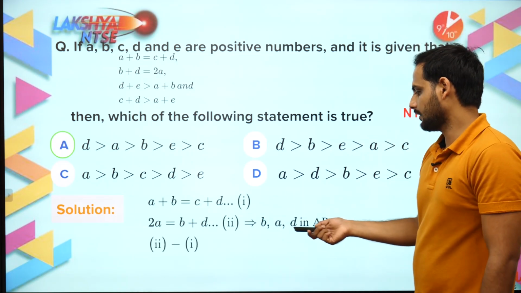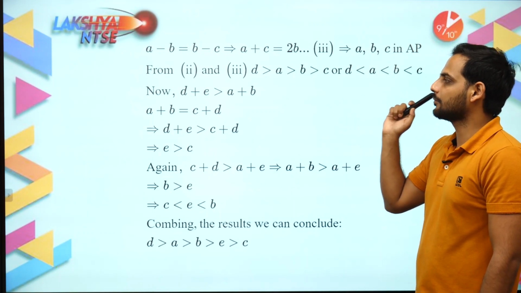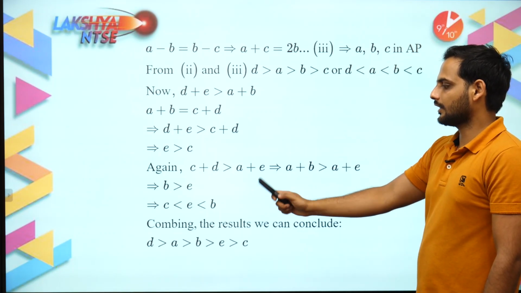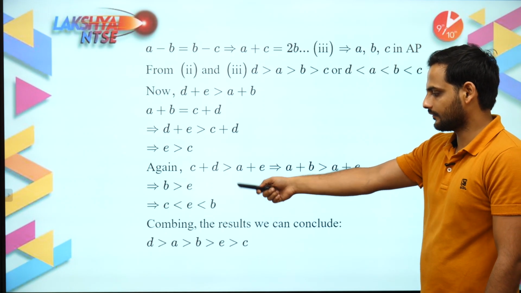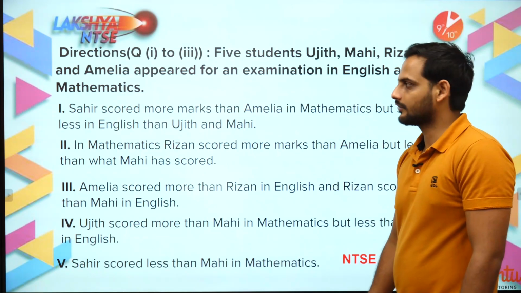Okay, let me show you the result here properly. So again here it shows B and D are in AP. Subtract these two, you will be getting A, B, C are in AP. Then you have got E greater than C and you have got B greater than E. So this is the order. If this is the order, that means definitely this order will be followed. Okay, let's move to the next question.